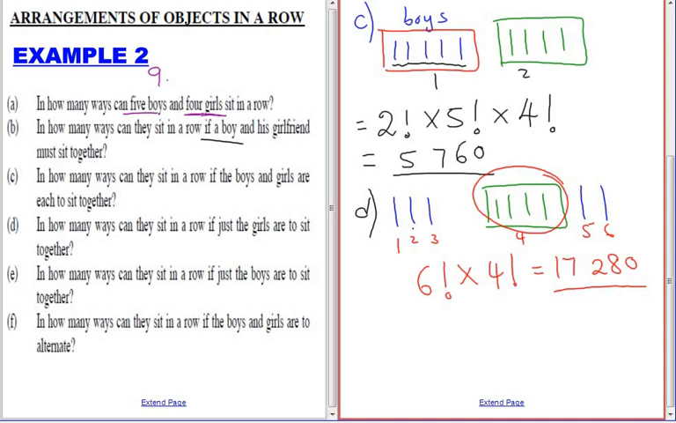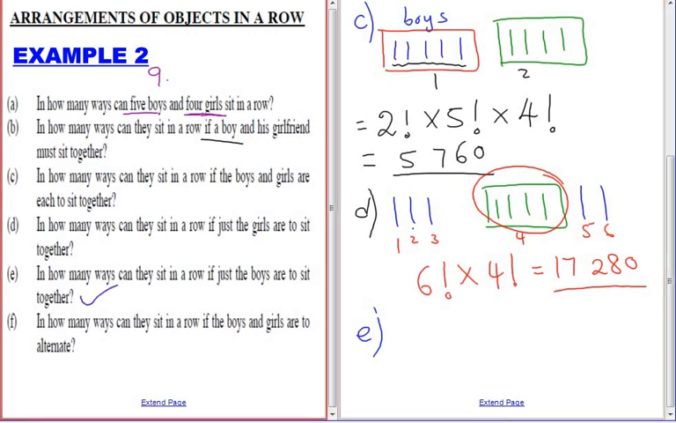Okay, these are examples. So I think at this point you should start to get where we are going with these arrangements and how I am doing it at all. So at this point you must now have an idea. So let's go to E, this one over here. It says, in how many ways can they sit in a row if just the boys are to sit together?